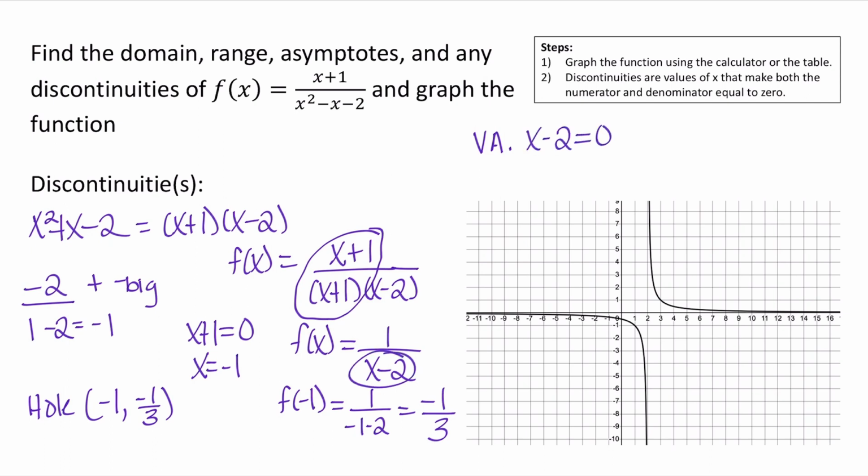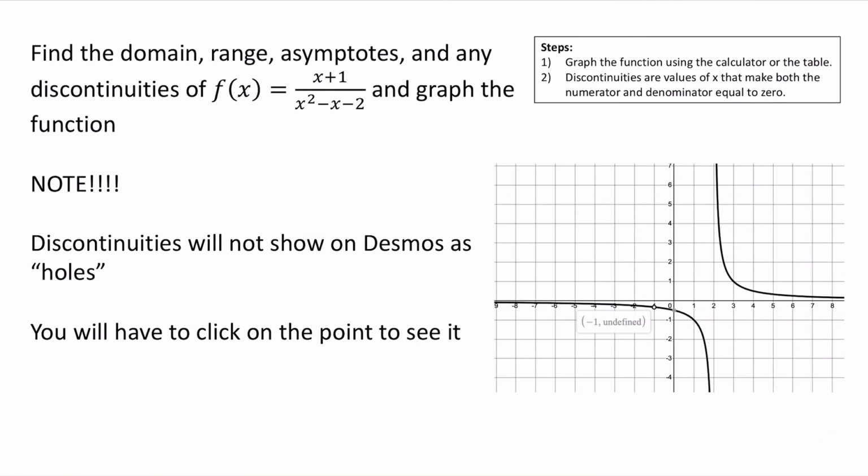So I have x minus 2 equals 0, which tells me I have a vertical asymptote at x equals 2. Okay, so I've identified two discontinuities in my function. Now let's talk about how you find discontinuities in Desmos.